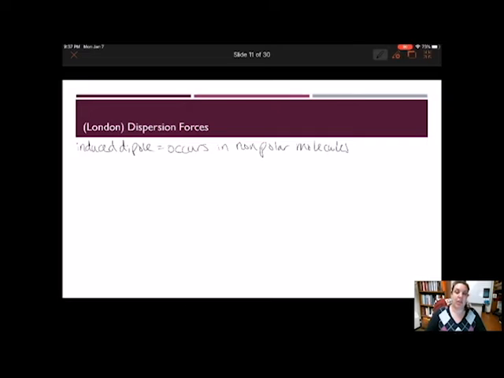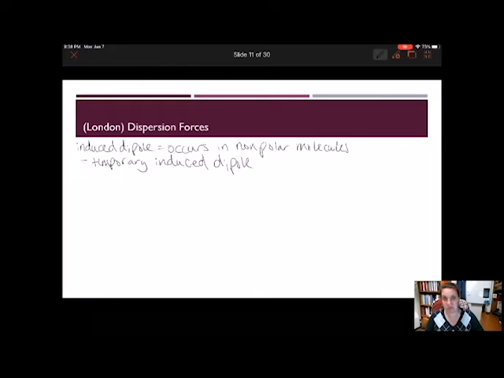So what happens is we have a temporary dipole. So we know with nonpolar molecules we don't have an actual dipole, but we can induce a dipole. So we call it a temporary induced dipole, lasting for seconds or fractions of seconds.